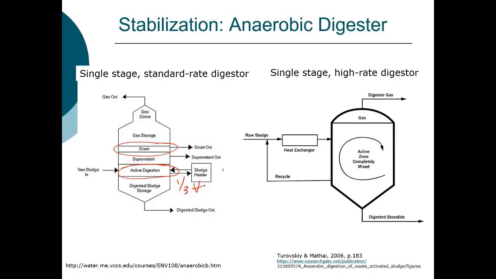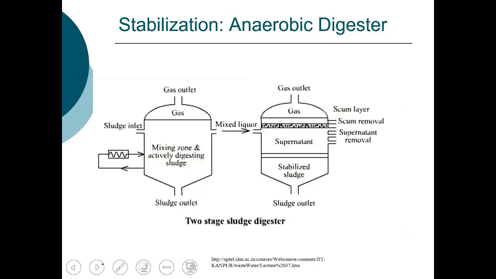A high rate digester, on the other hand, is completely mixed, requires, again, a heat exchanger, and the digested biosolids are discharged from the bottom and your digester gas from the top. And again, we have a recycle back to the headworks of the plant. A two-stage digester is basically a combination of a standard and a high rate digester. So the first stage, fermentation occurs.